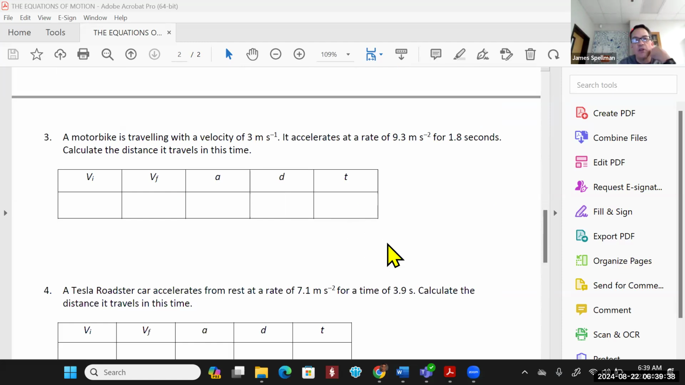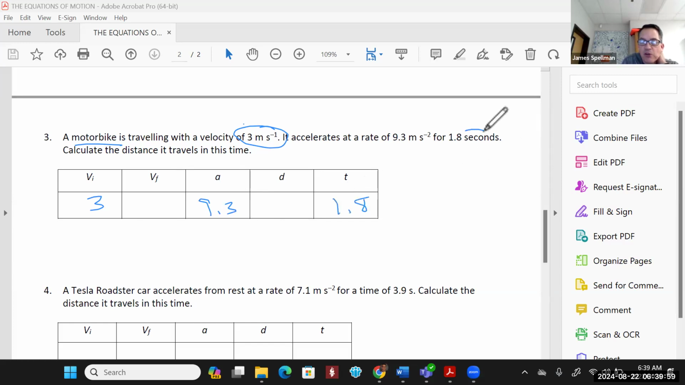So number 3, let's read through it, see what we have, what our numbers mean. So if we're traveling a motorbike, so like a motorcycle, is traveling with a velocity of 3 meters per second. So that's its initial velocity. It's how fast we're going to begin with. It accelerates at 9.3, and it's for 1.8 seconds.